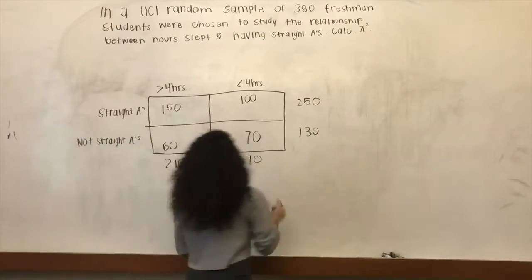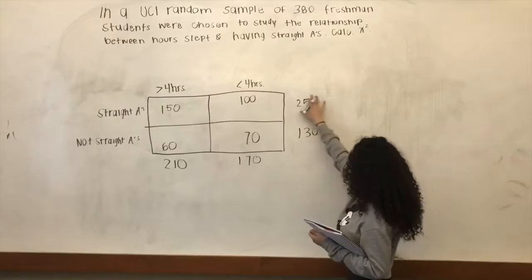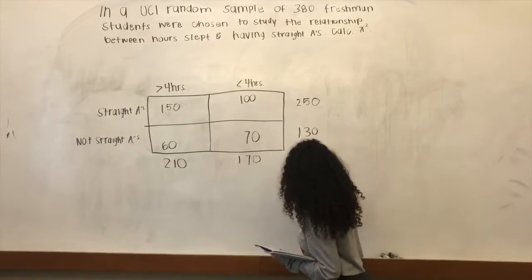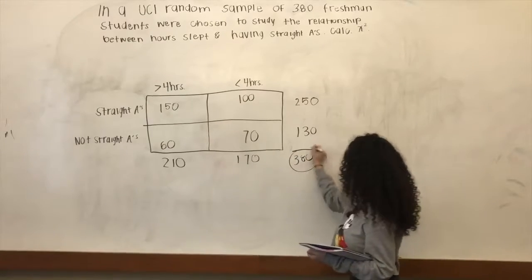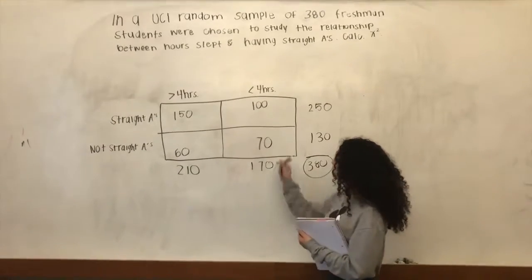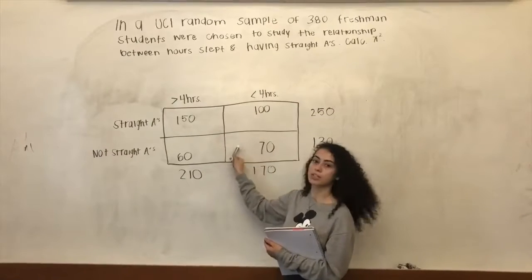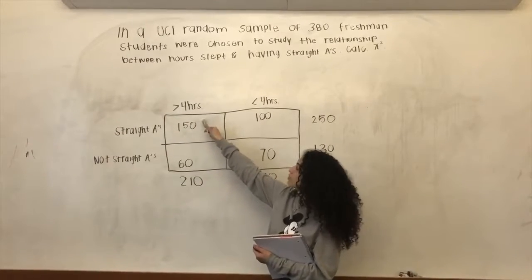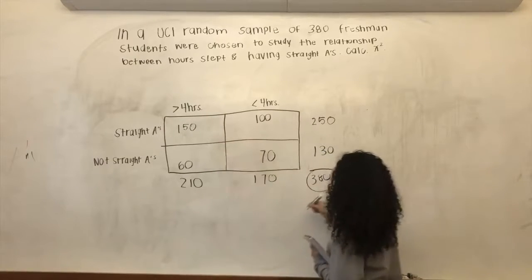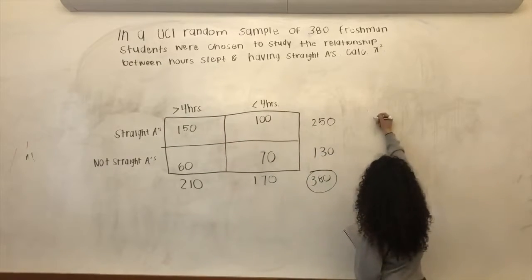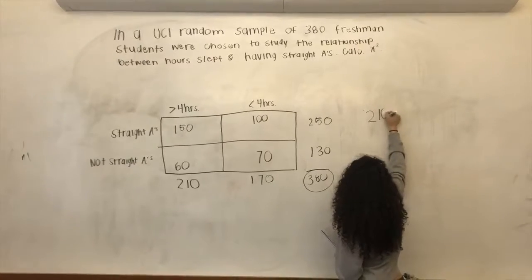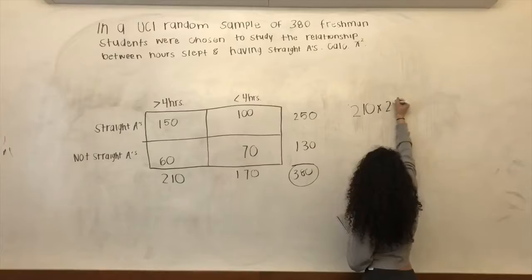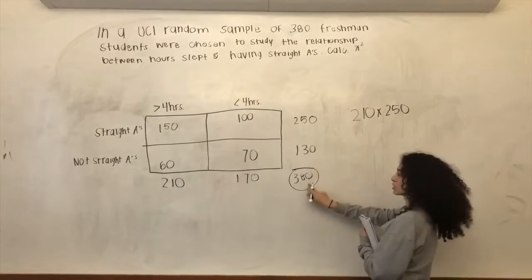So now that we have all the individual columns, we're going to add up the total sum, and this is going to equal 380. The next step is to find the numbers that pertain to each and every box. For example, to find straight A's and more than 4 hours of sleep, to get 150, we're going to multiply 210 times 250, because it's on this column, divided by the total sum.